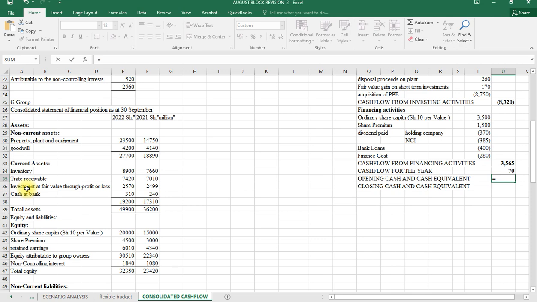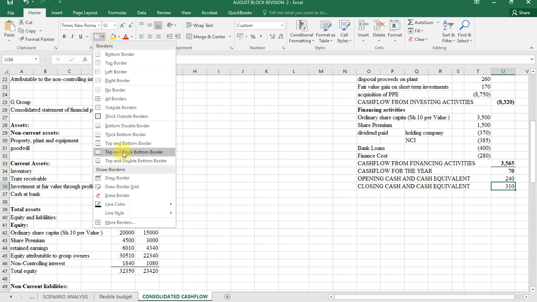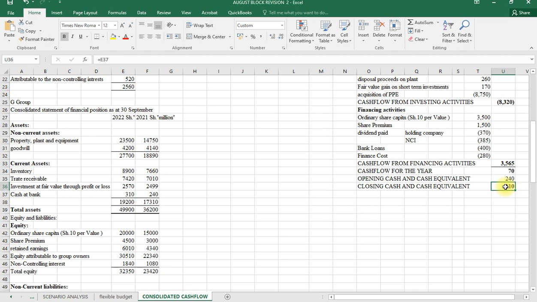So that means we shall only have the investment at fair value. When you look at this investment, the change was only the 170 that was there. The investment at fair value was only that. So the change was because of the value that we had. So the cash at bank here, we started with this. The opening will be 240, and the closing that we had was 310. When you add 70 plus 240, you get 310. That means it has reconciled at that particular value of 310. I'll bold the closing cash and cash flow for the year. That's how that question was done.